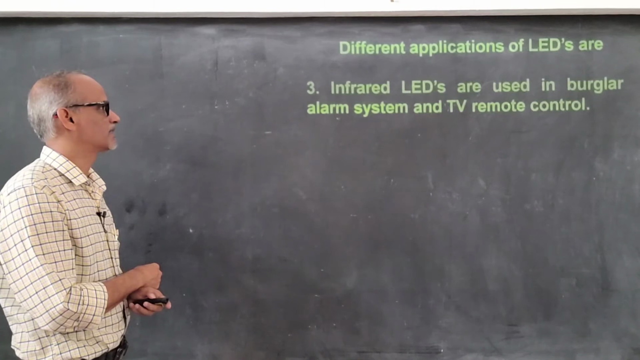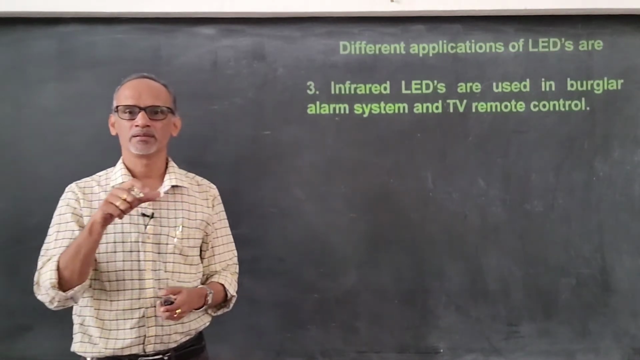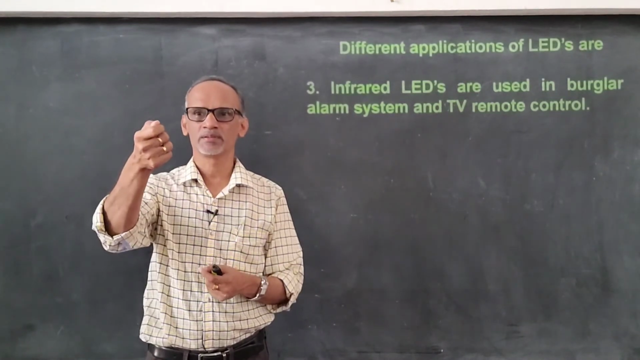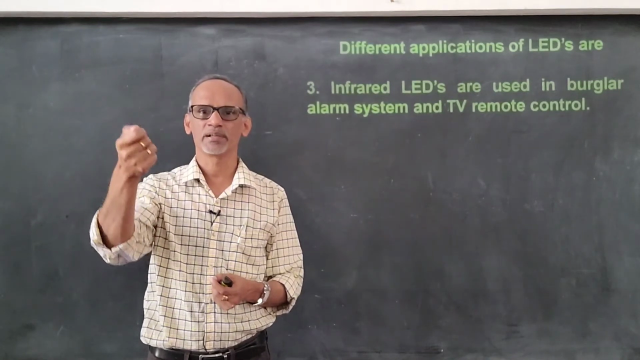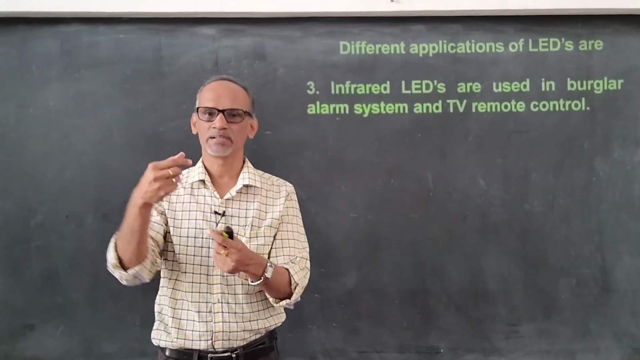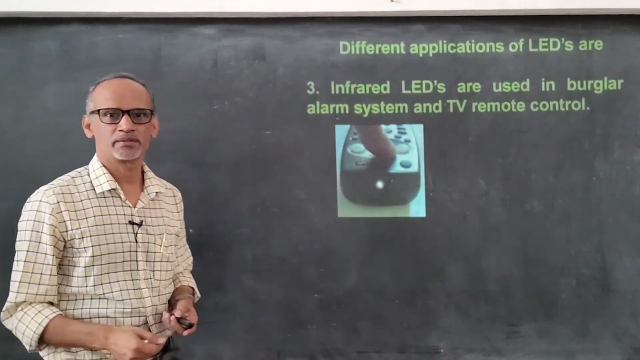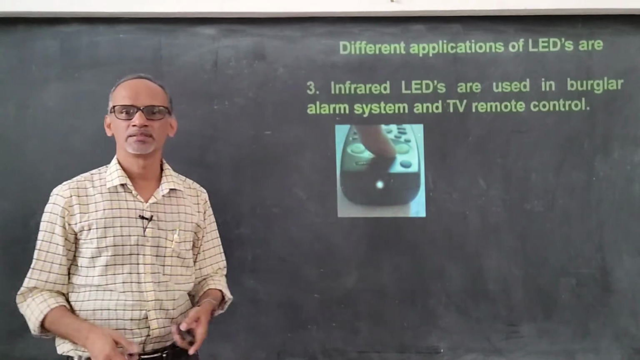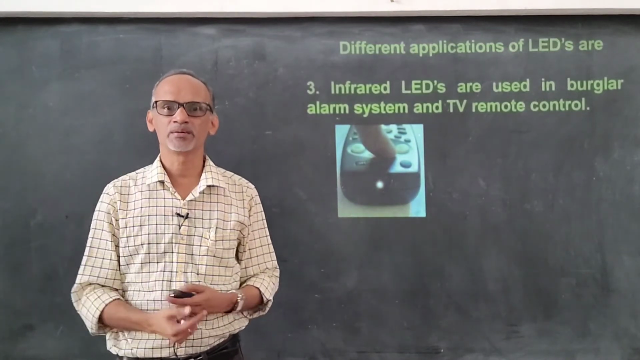Then infrared LEDs are used in burglar alarm systems and TV remote controls. In a TV remote control, the part of the remote which you face toward the television or AC or even music system, there is a small bulb-like structure, either hidden or visible. It is something like this. So this bulb-like structure in a remote is nothing but an infrared LED. You cannot see the light coming out of it actually.